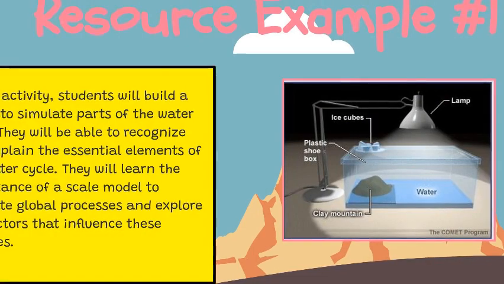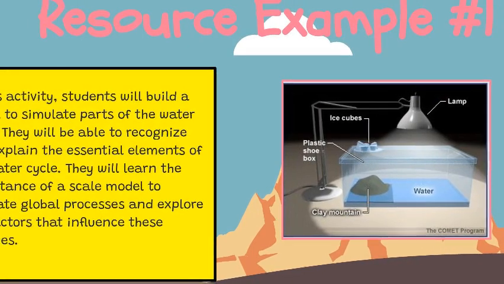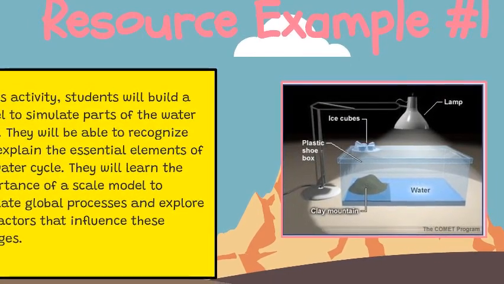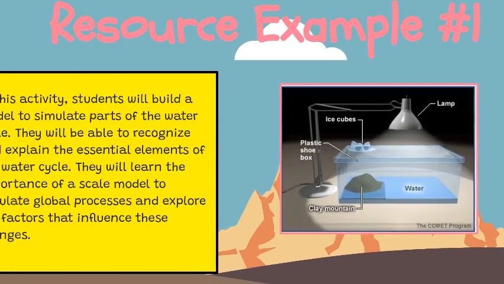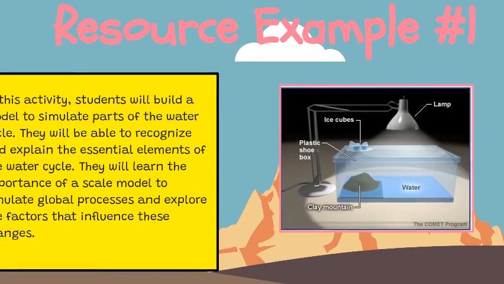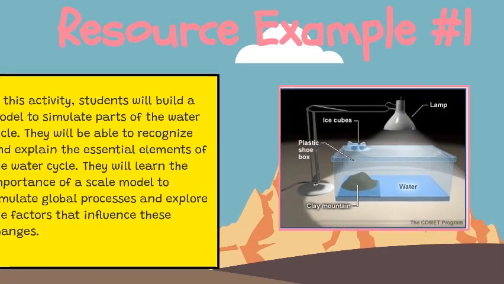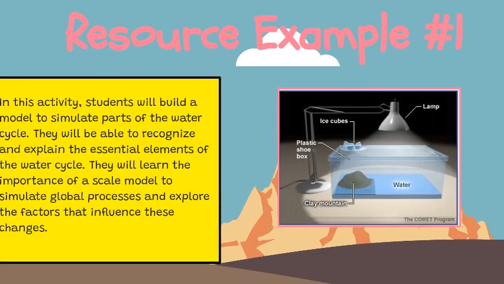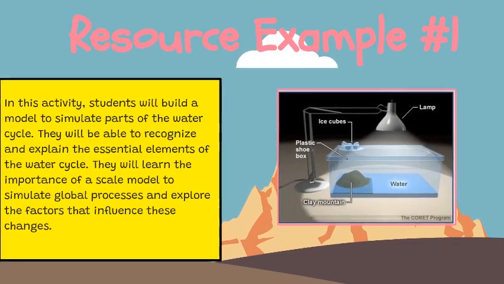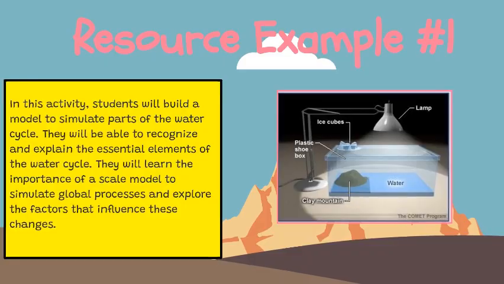Resource example number 1. In this activity, students will build a model to simulate parts of the water cycle. They will be able to recognize and explain the essential elements of the water cycle. They will learn the importance of a scale model to simulate global processes and explore the factors that influence these changes. There's a link to the activity in the slides.